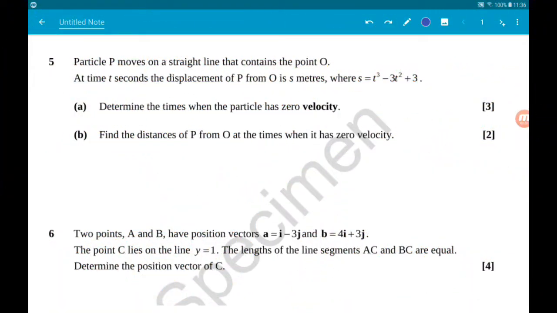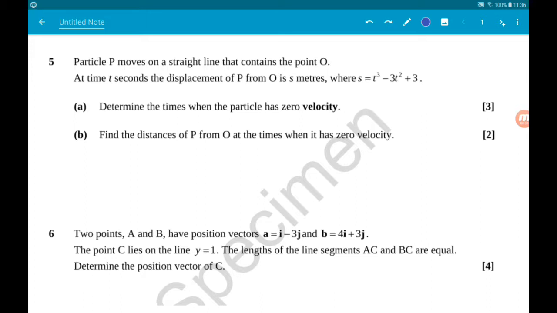Number 5, more mechanics. So particle P moves on a straight line that contains the point O. At time t seconds, the displacement of P from O is s meters, where s is t cubed minus 3t squared add 3. Part A. Determine the times when the particle has 0 velocity.